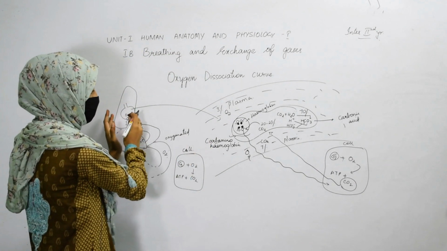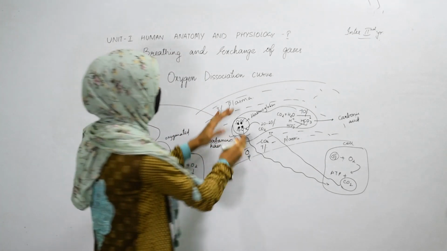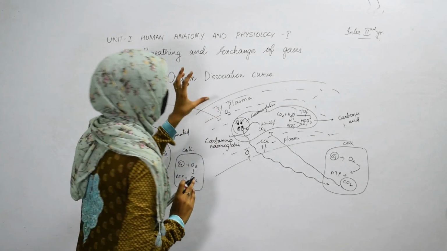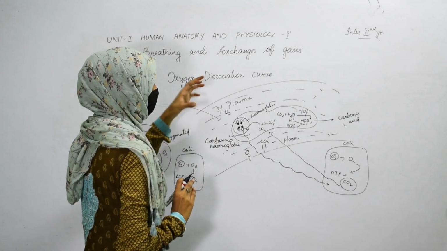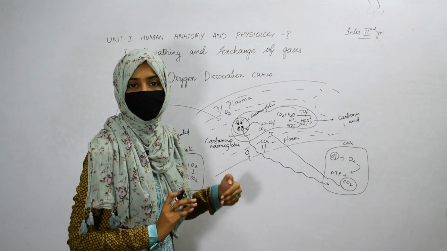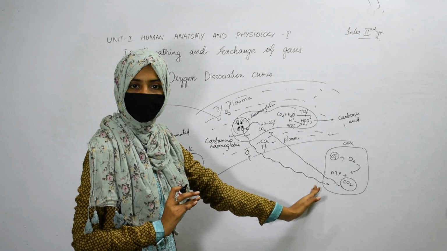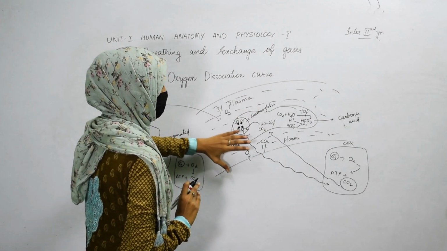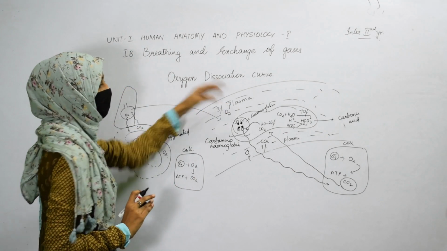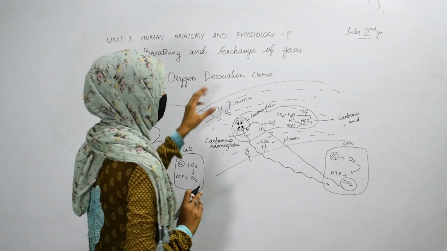Once the oxygen reaches the blood, it binds with the hemoglobin and forms oxyhemoglobin. Now, oxygen is bound to the hemoglobin very strongly. It is not letting the oxygen go into the cells. So, there are certain reactions that take place. Due to these reactions, the hemoglobin can release the oxygen. So, what are those reactions?